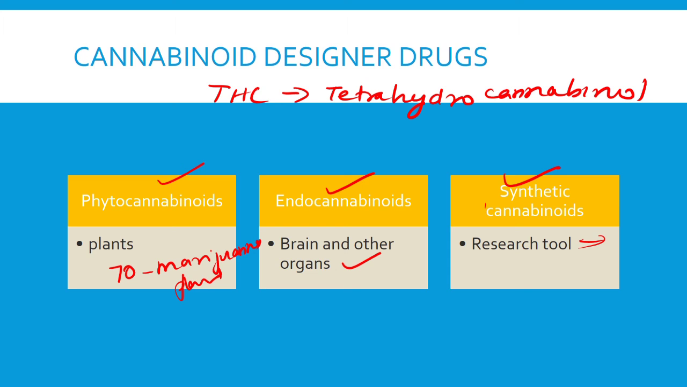All designer cannabinoids mimic the psychoactive effects of marijuana, with some considerably more potent than marijuana, and their metabolites may differ biologically from marijuana. So this is a designer drug. That means some difference will be there from the phytocannabinoids, but they will act like marijuana or that kind of drugs. So that is about cannabinoid designer drugs.